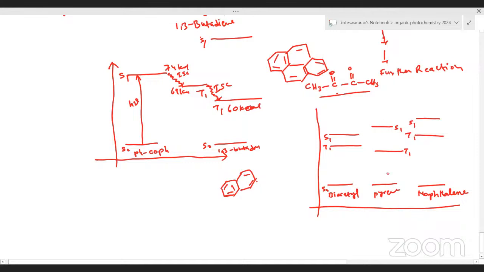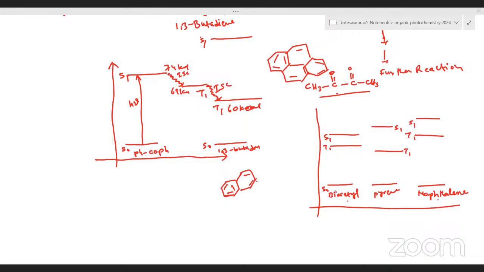Now look at here. Suppose the biacetyl carbonyl is the photosensitizer, and pyrene and naphthalene both are there. Which triplet state is obtained? You tell me. Which triplet state is obtained?